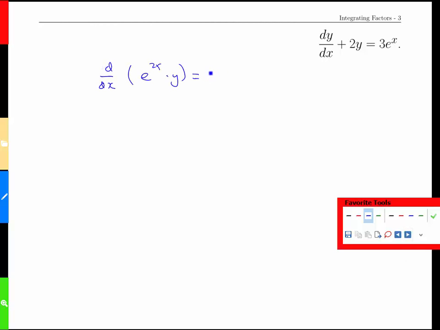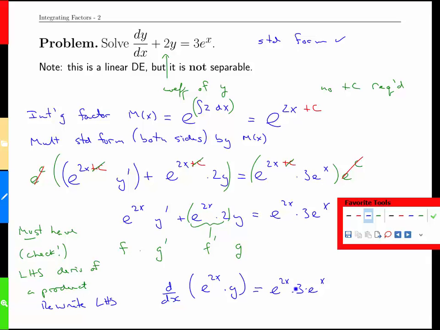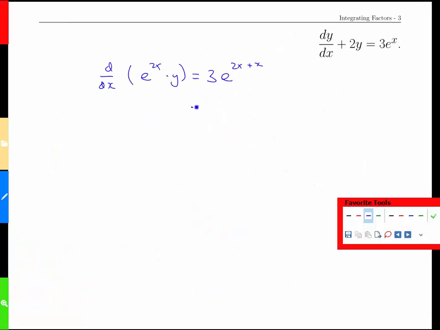With the right-hand side, we could simplify it as e to the 2x plus x. We had e to the 2x times e to the x, and that's better known as e to the 3x. All right, now what we have is the derivative of something with respect to x is equal to this function here. Well, now what we can do is integrate both sides with respect to x.